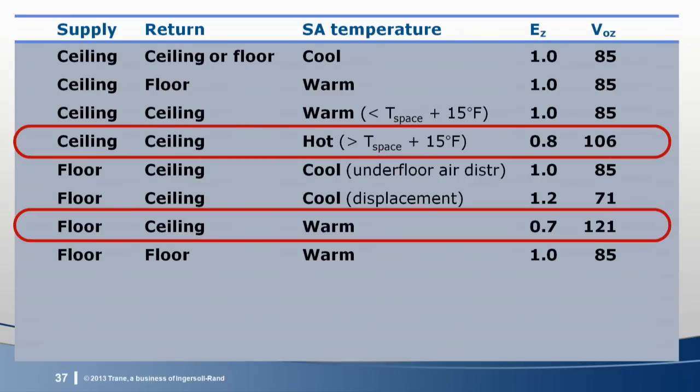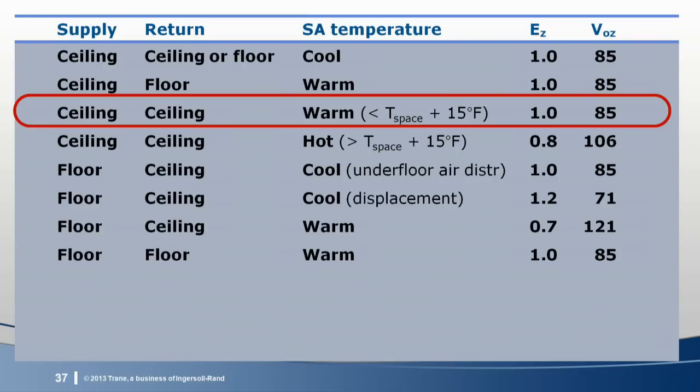Two configurations that have an effectiveness less than 1 are when hot air is delivered through ceiling-mounted diffusers and it also returns from the ceiling, or when warm air is delivered through diffusers in or near the floor and it returns from the ceiling. However, notice that if you design the system so that the supply air temperature during heating is less than 15 degrees above the space temperature, and if the diffusers are selected to achieve suitable velocities, you can achieve an air distribution effectiveness of 1, even with overhead heating. This should be the design goal.